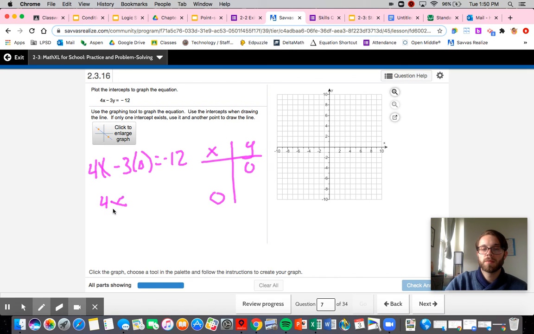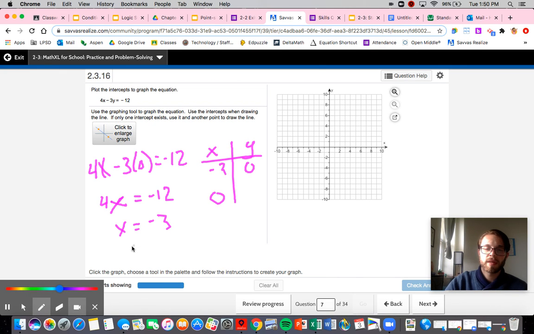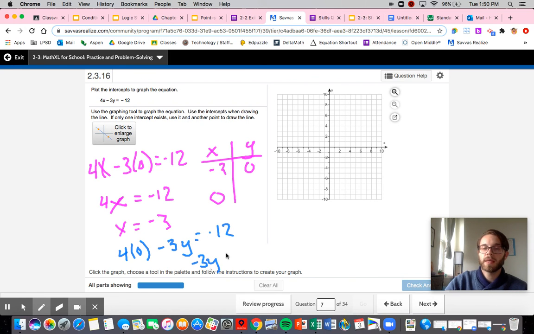All right, that will be equal to -12. X will equal -3. Okay, so there's our 1 point, -3. Let's do another color for the other one, for y. So now we're going to make x 0. All right, so I get -3y equals 12. -12. All right, so that would mean y would equal 4.